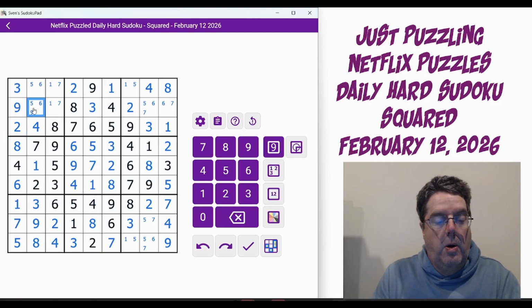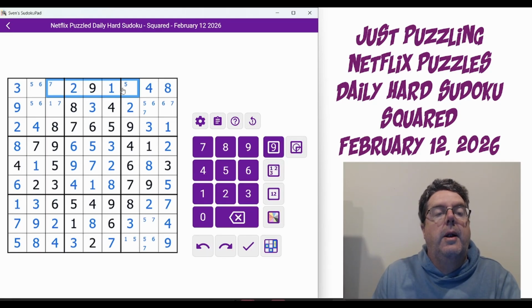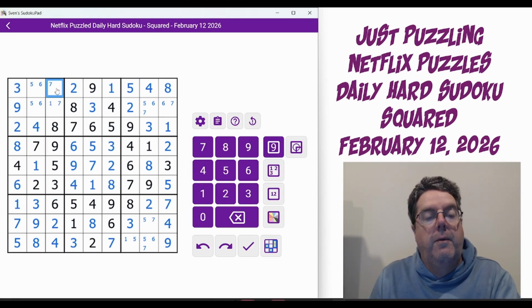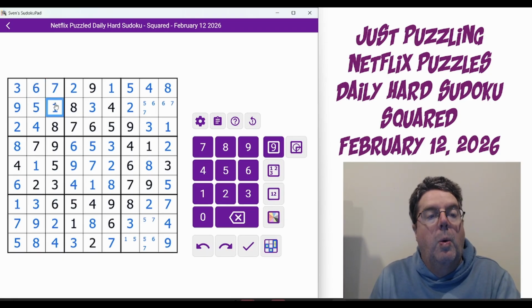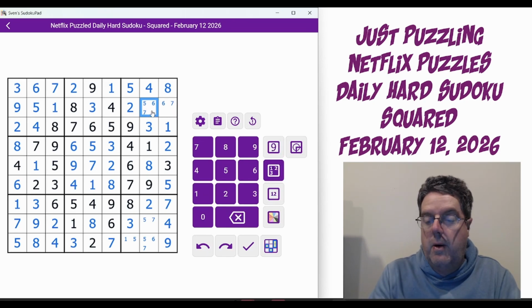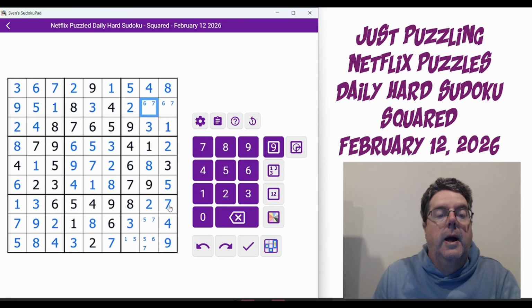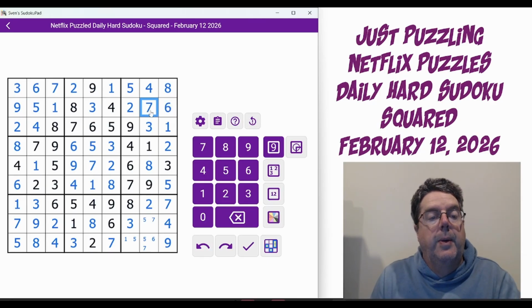Let's get rid of that 9 there, and that leaves me with a 5, 6 pair and a 1, 7 pair. And in fact, 1 can't be there. So let's do that. So that's a 5, this is a 7. This can't be a 5, so it must be a 6. This can't be a 6, so it must be a 5, leaving this to be a 1 here. 5 comes across here, so let's get rid of that 5. Alright, 7 comes up here, so this must be a 6, leaving this to be a 7.